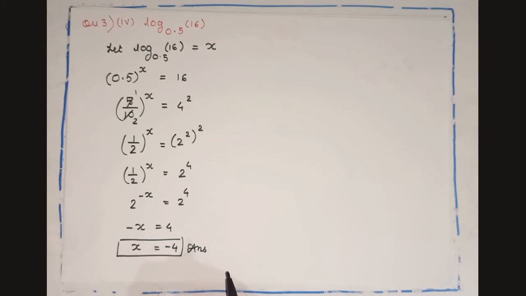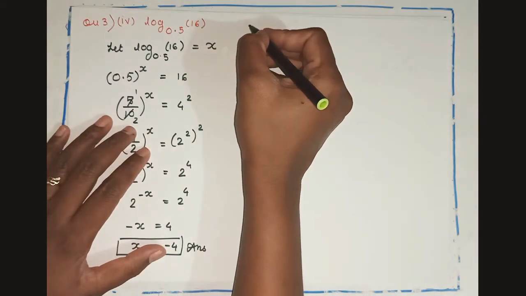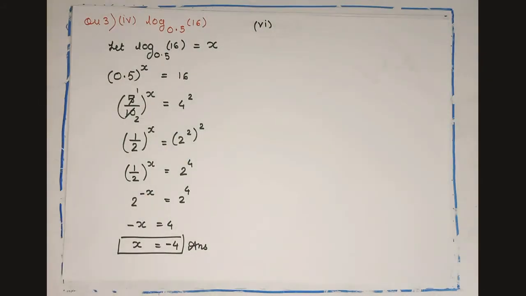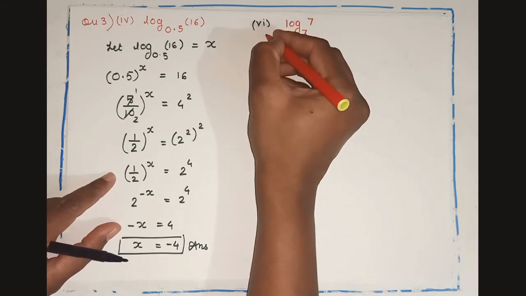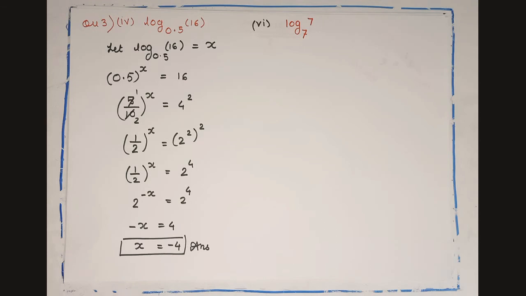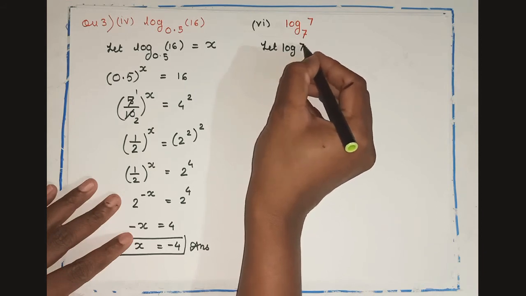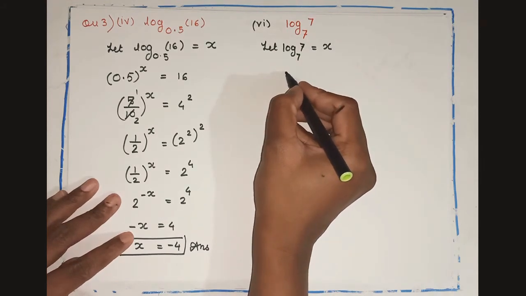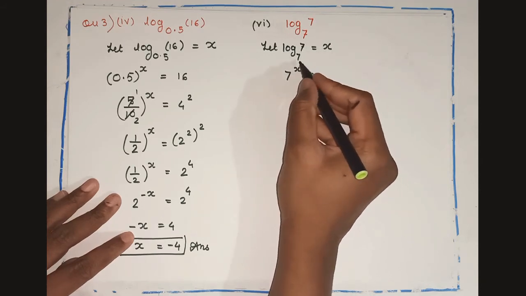Okay, one more problem I will do from question number 3, the 6th problem of question number 3, and it is log of 7 to the base 7. Here also you can assume that let log of 7 to the base 7 equal x. Now here the same way you do it. 7 to the power x equals 7.